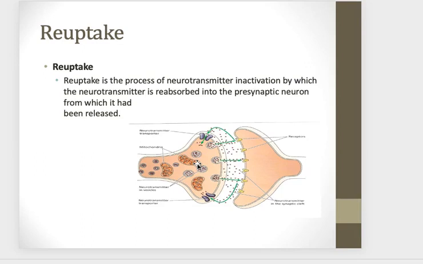So reuptake is the process of neurotransmitter inactivation by which the neurotransmitter is reabsorbed into the presynaptic neuron from which it's been released. Most of your neurotransmitters have reuptake because it's a lot more efficient for the body to reuse those neurotransmitters than to make them over and over again, once they're used. So this will come into play on a lot of our medications.